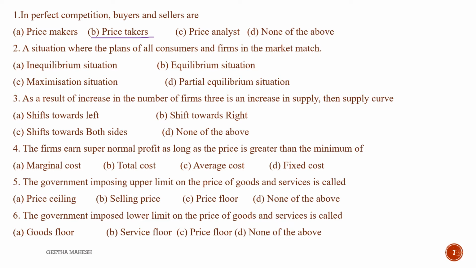A situation where the plans of all consumers and firms in the market match. Is it an equilibrium situation, maximization situation, partial equilibrium situation? It is an equilibrium situation where the consumers' and suppliers' plans match, that we call the equilibrium position.